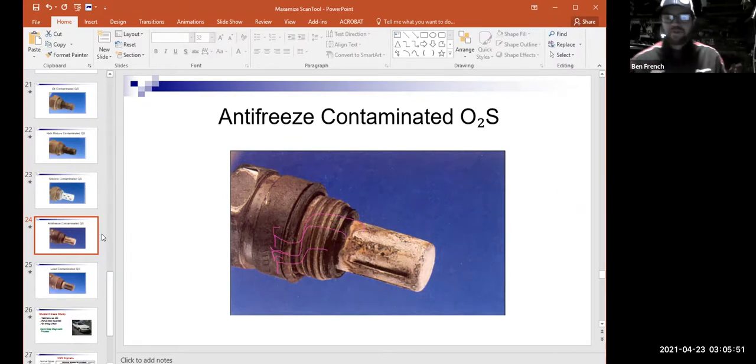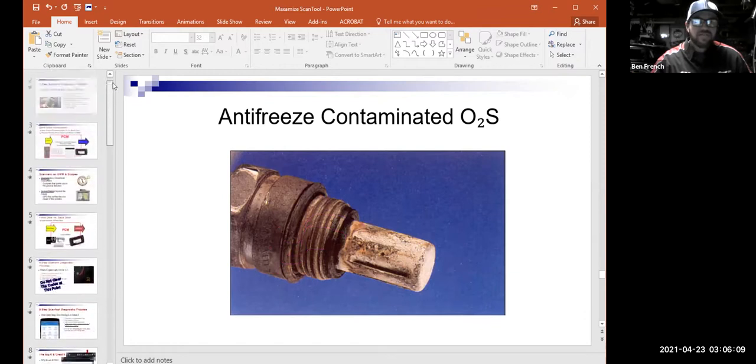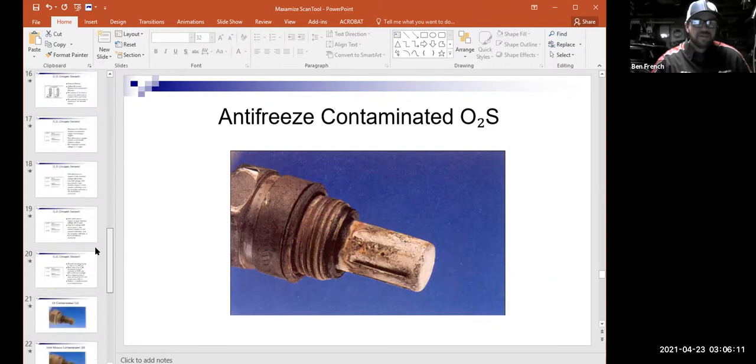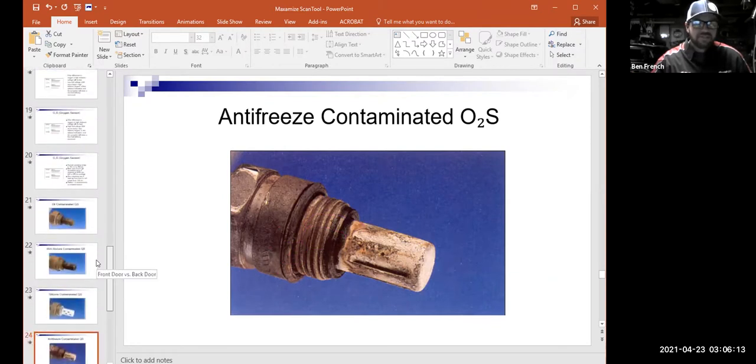And if it can't breathe, if it can't compare the oxygen on the outside to the oxygen on the inside, it cannot function, okay? So it's all about that membrane in there. It's all about that ceramic element being able to breathe. Okay, so hopefully that makes sense.